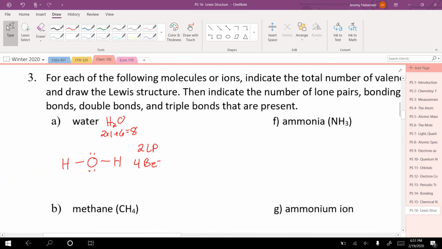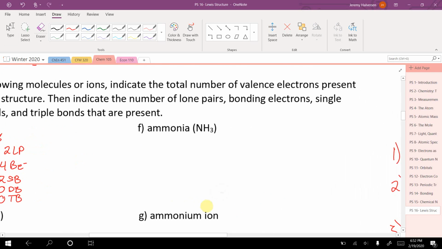Single bonds, double bonds, and triple bonds, 1 single bond. Sorry, 2 single bonds. 0 double bonds, 0 triple bonds. So I'll just kind of write out the answers like that. That's simple enough. Okay, ammonia, NH3.